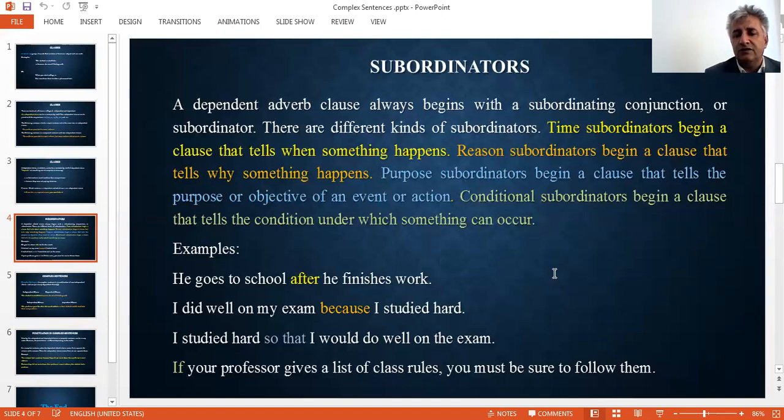And finally, conditional subordinators begin a clause that tells the condition under which something can occur. If you look at the last example and the second part of it, you must be sure to follow them. So there is a condition for this sentence. If your professor gives a list of class rules, you must be sure to follow them. So the first clause after if is the condition for the second clause.